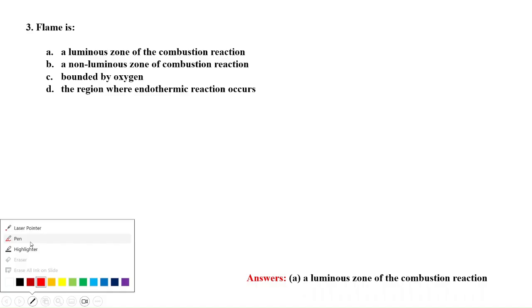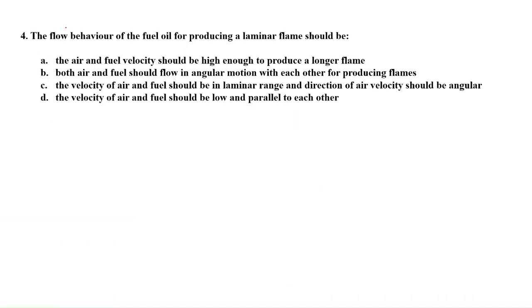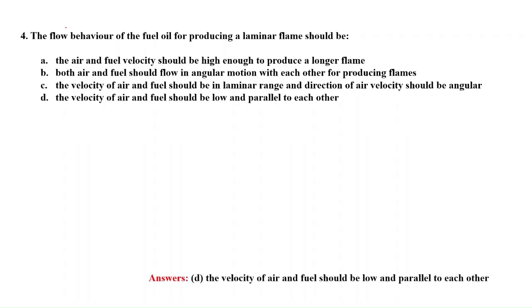Coming on to the next question, which is: what is flame? Flame is a luminous zone of the combustion reaction. So the answer is luminous zone of the combustion reaction. Coming on to the next question: the flow behavior of the fuel oil for producing a laminar flame should be. The answer is the velocity of air and fuel should be low and parallel to each other.